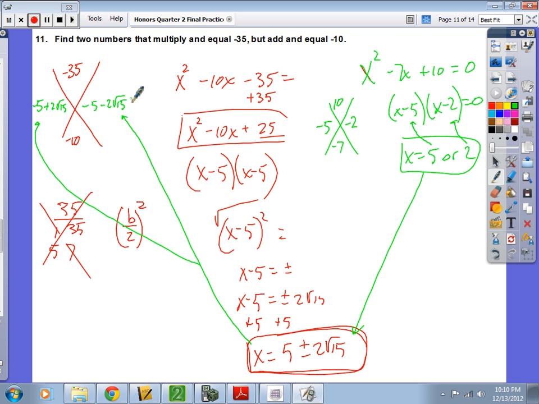So you can do the addition real quick, and if the addition checks, what's negative 5 plus 2 square roots of 15 plus negative 5 minus 2 square roots of 15? That's a negative 10. And your multiplication is going to check also.